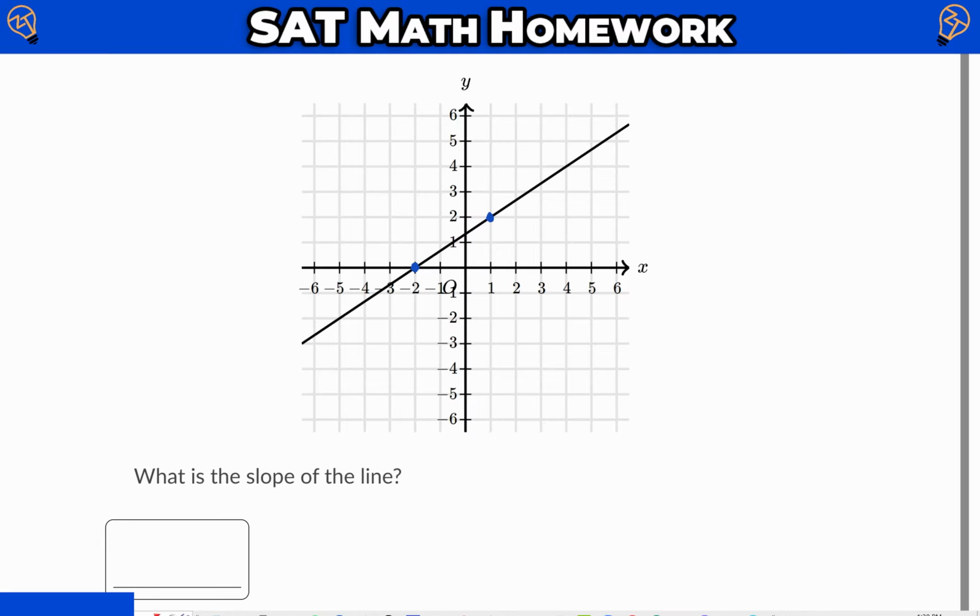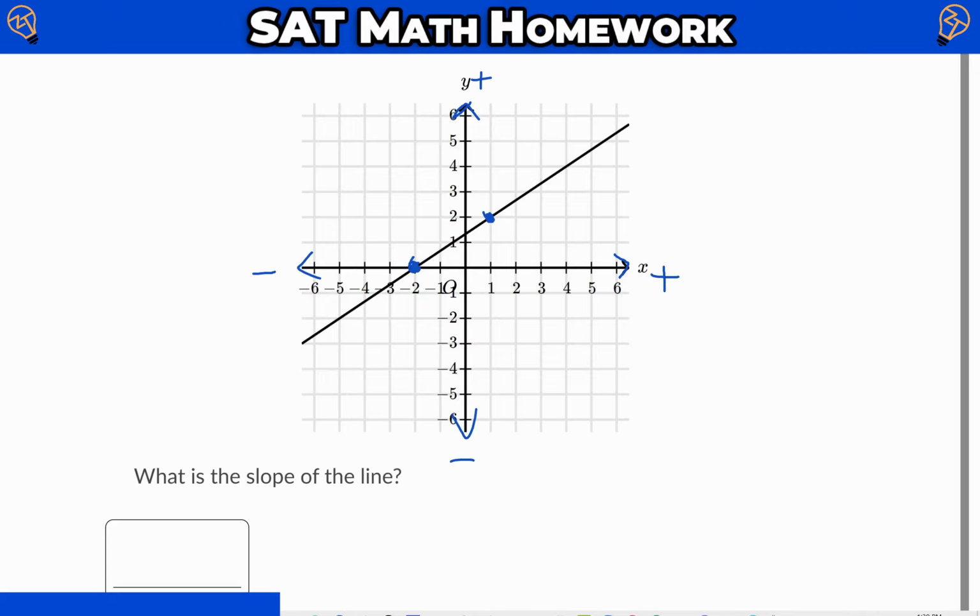Now, it doesn't matter whether you start with this lower point and work your way to the higher one or vice versa, as long as you keep in mind that if you go up, it's positive. If you go down, it's negative. If you go right, it's positive. If you go left, it's negative. And that should be pretty intuitive based on the fact that we know that this is the positive x-axis to the right, negative x-axis to the left, positive y-axis is above, and the negative y-axis is below.